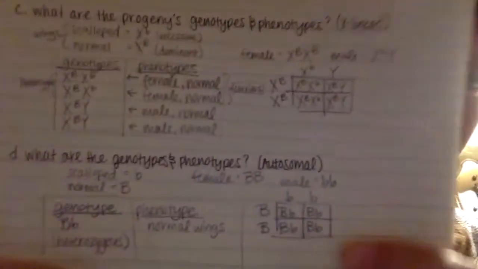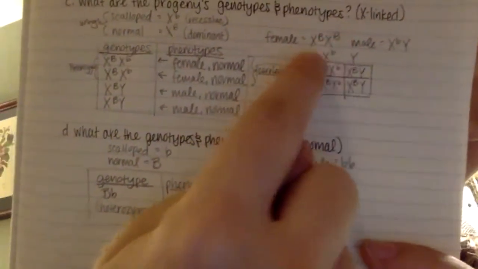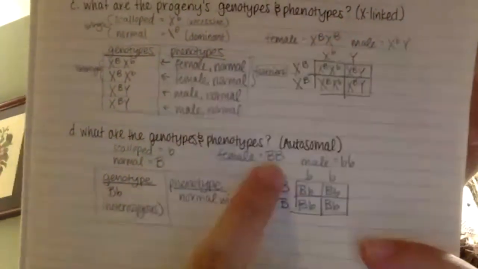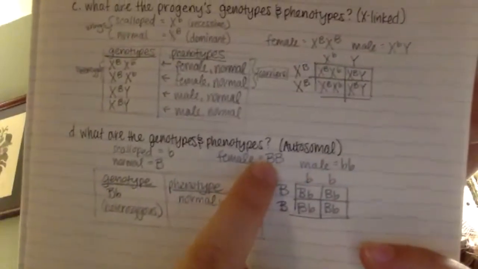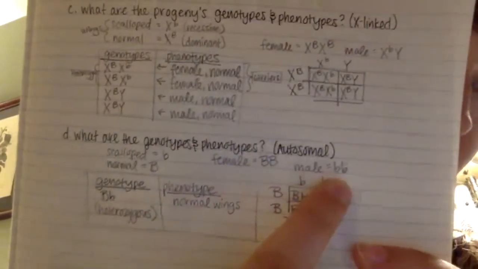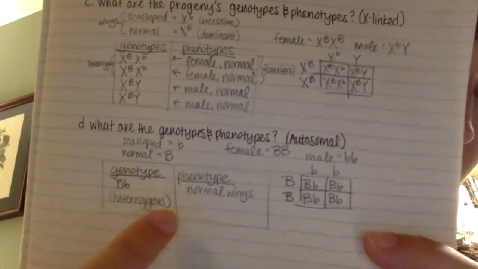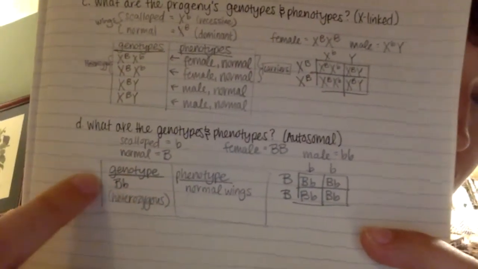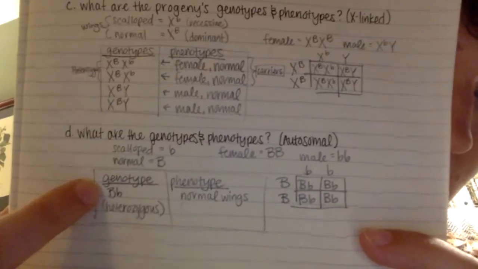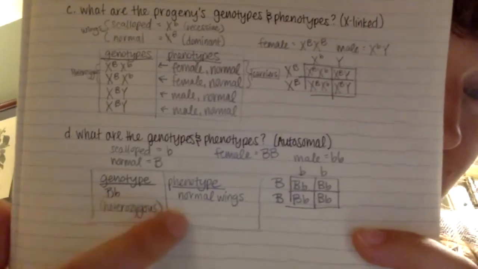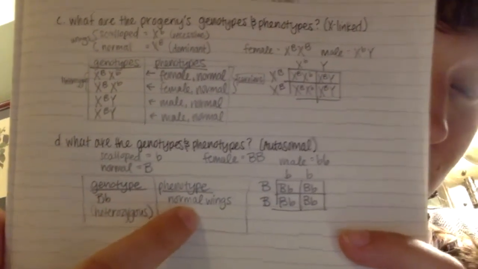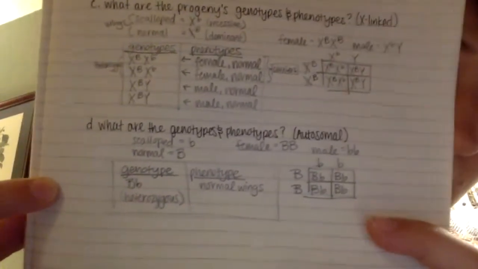So once again, this time I don't have to worry about this. I just have them displayed with the female homozygous dominant and the male homozygous recessive. I cross them. Everyone is the same. So you have heterozygous children, once again, with normal wings. So that is it for everything.